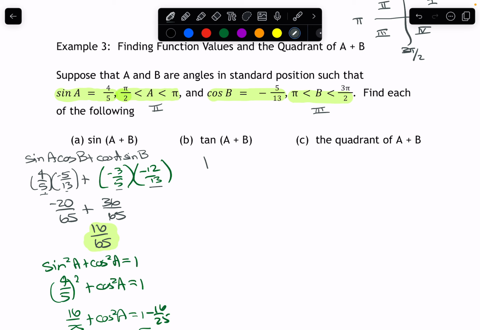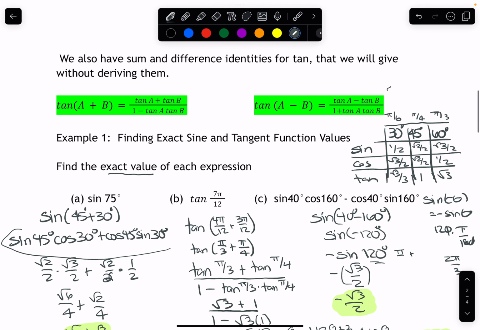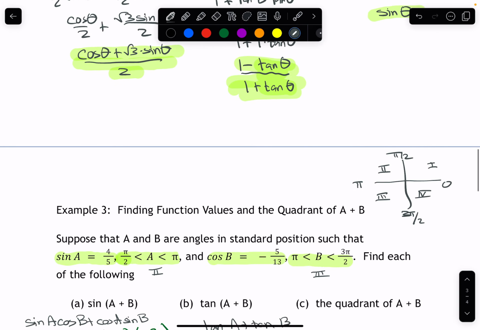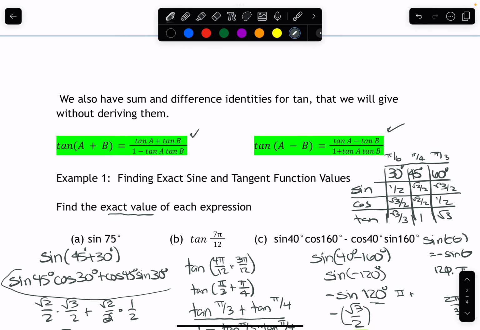Next up is tangent of a plus b. So that identity says it's the tangent of a plus the tangent of b, all over 1 minus tangent of a times tangent of b. And again, I'll go back and make sure. It's the sum. So here you can see that sum identity.